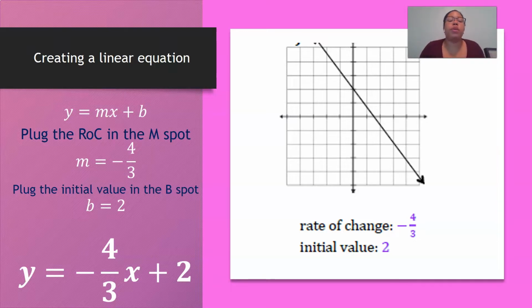So all I'm going to do is plug in my rate of change for what I found for m, and plug in whatever I found for b into my initial value spot. So my rate of change was negative 4 over 3, and my initial value was 2. I'm really just plugging it into y equals negative 3 over 4x plus 2. And that's all I need. So when we're asking for a linear equation, or what's the equation that represents this situation, we want y equals negative 4x plus 2, or whatever you found for your rate of change.